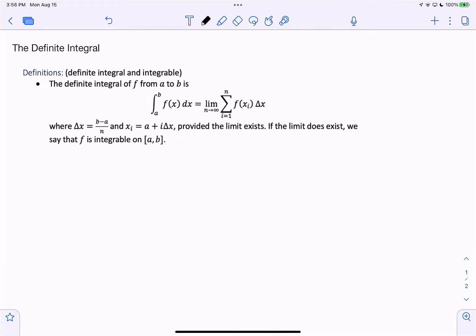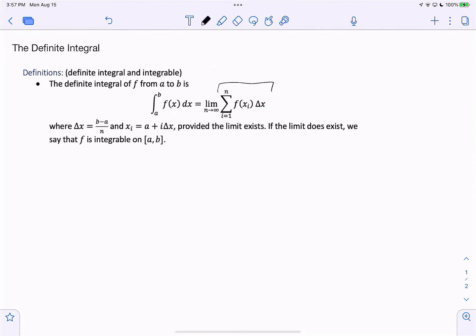We're looking at a definition that puts a word to what we did in the last series of videos. The definite integral of f from a to b is signified by this kind of elongated S symbol. Out loud, this is the integral of f of x dx from a to b. And it's equal to the limit as n approaches infinity of the sum as i goes from 1 to n of f of x sub i times delta x.